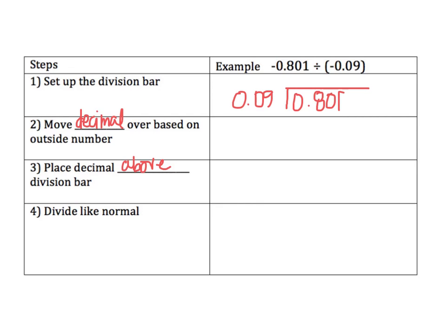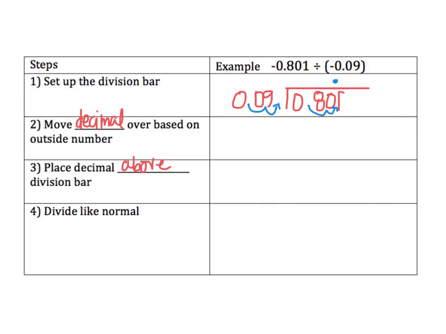Then we're going to move our decimal over based on the outside number, and my goal is to get that to become a whole number. So I'm going to move the decimal over 2 spaces. Now if I move the outside number 2 spaces, I have to do the same thing to the inside number. So I'm going to move it over 2 spaces. And then I'm going to place the decimal above the division bar.